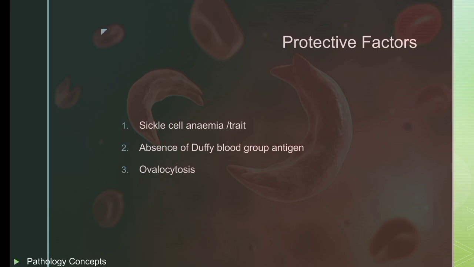Absence of the Duffy blood group antigen on the RBC protects against P. vivax malaria because the Duffy blood group antigen functions as an RBC surface receptor for P. vivax merozoites, and without this antigen, the parasite cannot invade the RBC and thus protects the host. Third, the malarial parasite does not develop well in the ovalocyte.